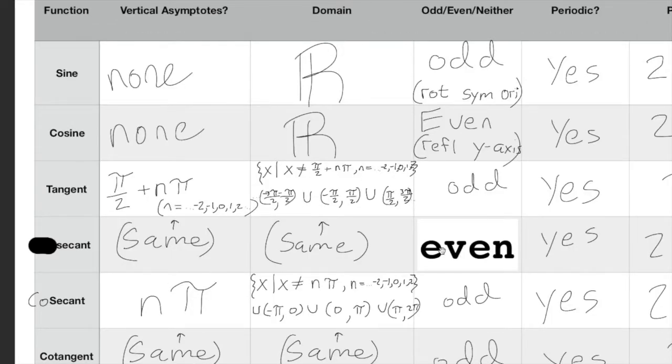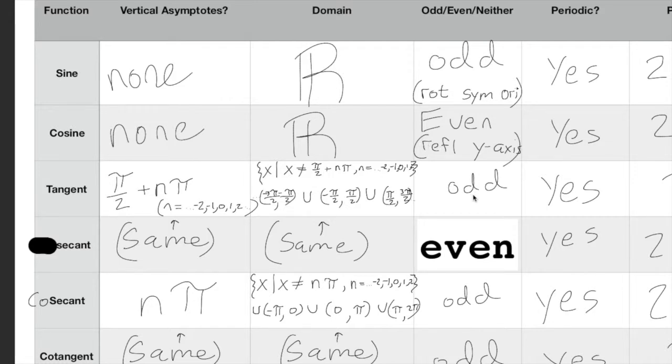All right, so I just found a mistake here. If you copied it down earlier, I had to change this. The secant function, let's talk about odd, even, or neither. So the sine function is odd. It's rotationally symmetric about the origin point. Cosine is even, it has a reflection about the y-axis.